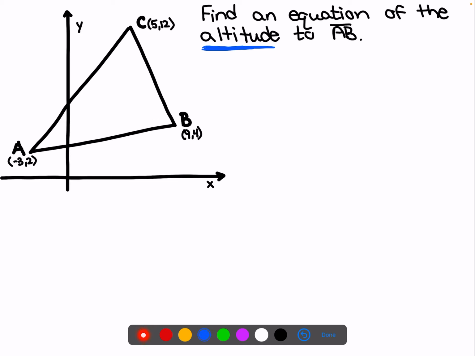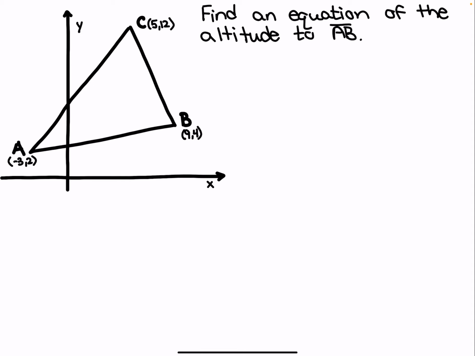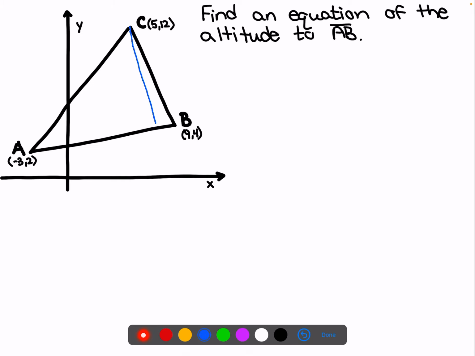And again, when it goes through, the main thing that needs to happen with this segment is that it needs to be intersecting at 90 degrees. It needs to be perpendicular. So let me go ahead and draw it real quick. Here is our perpendicular altitude. And from here, we need to do a couple things.